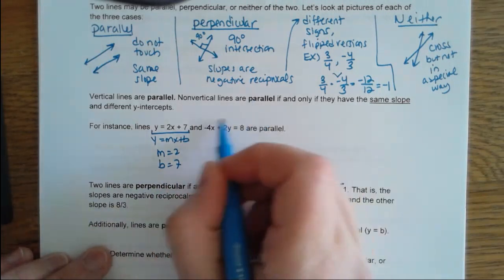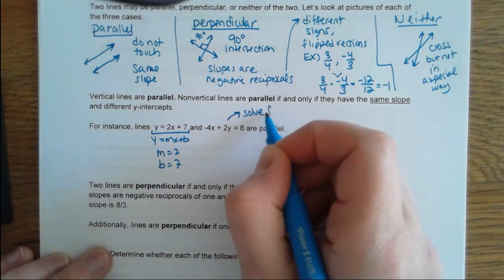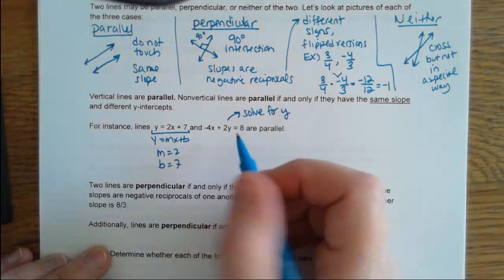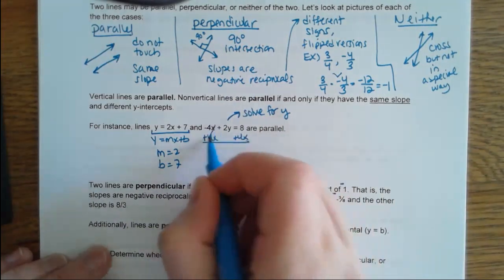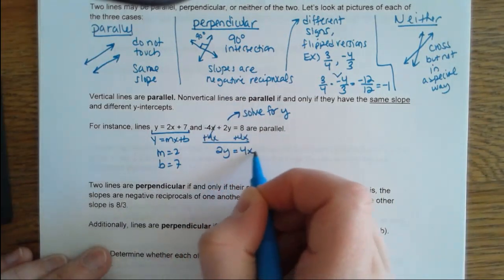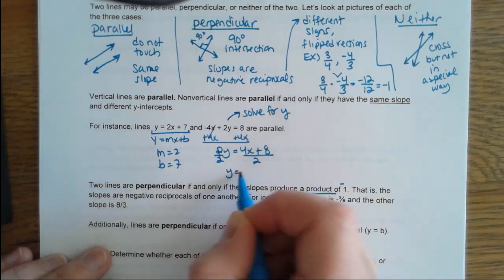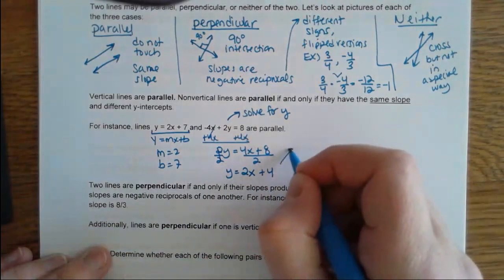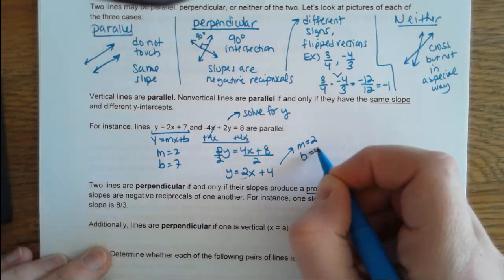Now, this line here is not in that form. So if you have a line that's not in the right form, you're going to have to solve for y to find the slope. Don't just try to guess it. So I can add 4x to both sides, try to get that y by itself, divide by 2, and just don't forget you're dividing everything by 2. So 4 divided by 2 is 2, and then 8 divided by 2 is 4. So here, your slope is 2, and then your b is 4.